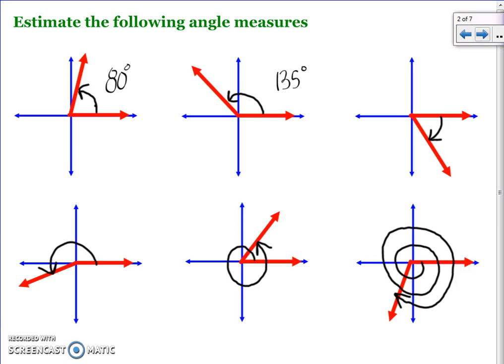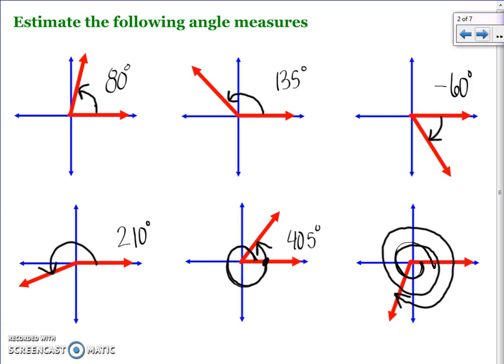What about this one? I'd say it's a little bit past halfway in that corner, wouldn't you? Negative 60 would be a good guess, or negative 50, somewhere around there. What about down here? Maybe a little bit more than that. 200 or 210, somewhere in there. It's going to be past 180, which is that line straight to the left. What about this one? We go a full circle, so we've got 360, and then how much more? About 45 more, so 405, somewhere around there. All right, this one.